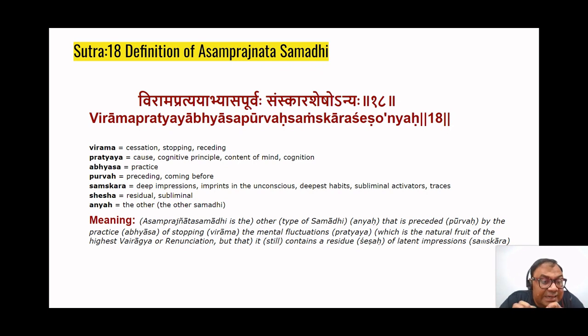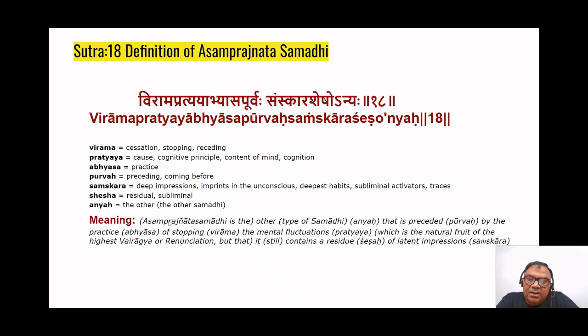saṁskāraśeṣo'nyaḥ. That means at this particular stage, two things are happening. Number one is virama pratyaya. Second is saṁskāraśeṣo'nyaḥ. Virama is nothing but the cessation, the stopping, and pratyaya is nothing but the content of mind. The first thing is that the content of mind is being stopped at this level. The second is saṁskāraśeṣo'nyaḥ. That means the samskaras, the deep impressions, remain at this stage. Sheshonyaha means remains. Abhyasa purvah: by practice.